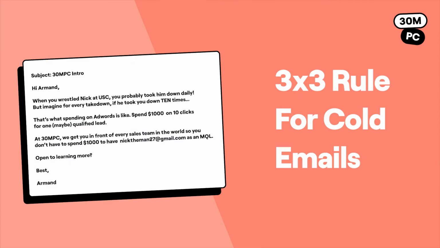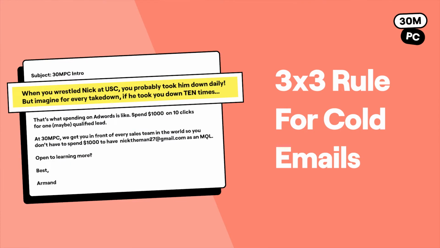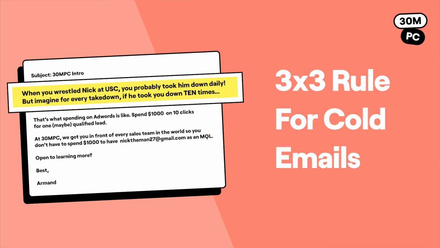All right, so let's break this one down piece by piece in an example. Let's pretend that I'm sending myself an email and I'm the chief marketing officer at some sort of company, and I'm trying to sell them a sponsorship from 30 Minutes to President's Club. As a reminder, the first paragraph should be leading with what you know about me. And you'll notice that the first line says, when you wrestled Nick at USC, you probably took him down daily. And that's 100% true. But imagine for every takedown, if he took you down 10 times, there's no way that could possibly be true. And so I must continue reading.